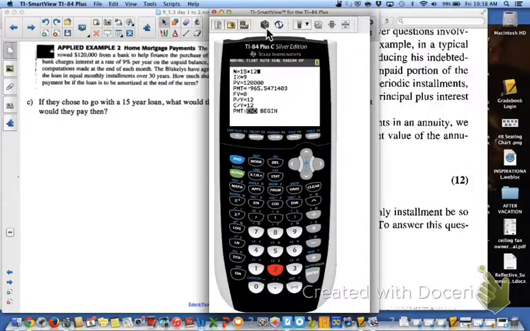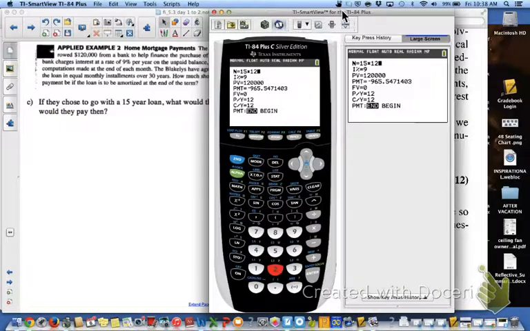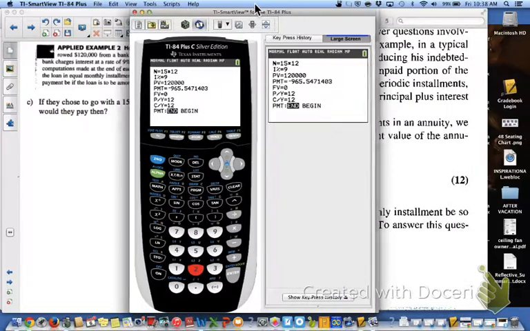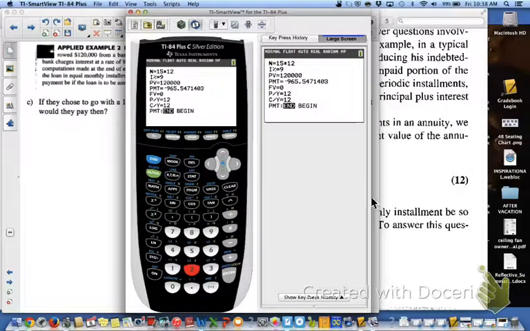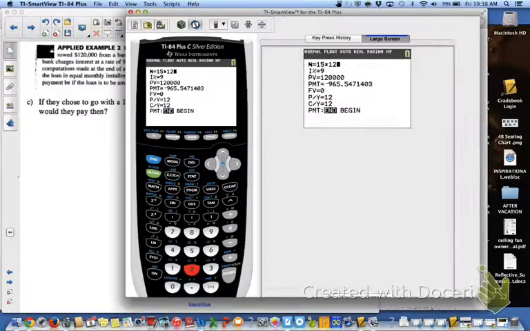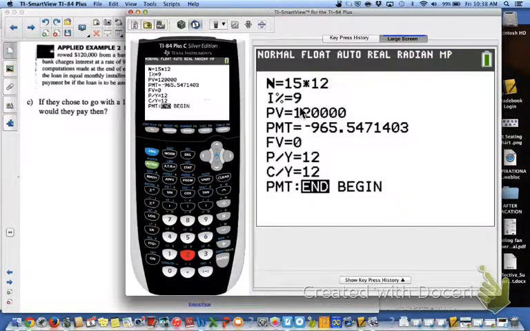Certainly their payment is going to go up, but maybe it's worth it. So let's check that out. So if they went with a 15-year payment, the only thing that's going to change, before we solve, is this is now a 15 instead of a 30. So 15 years times 12 months gives you 180 compoundings in total payments.